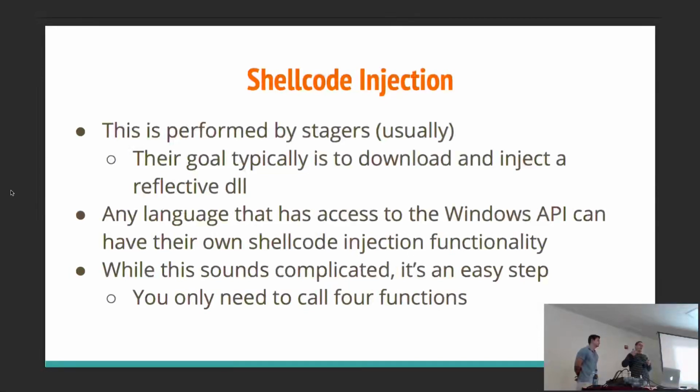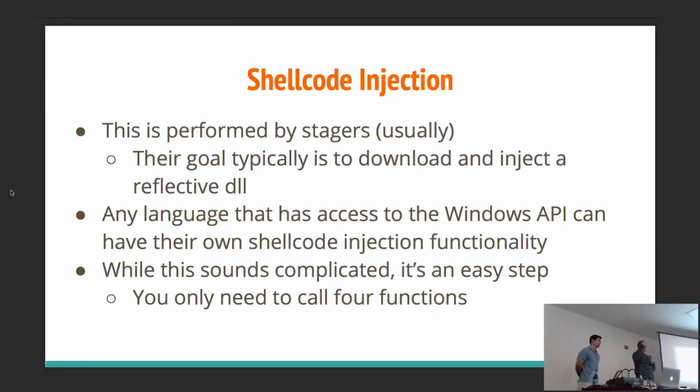The cool thing about stagers is that any language that has access to lower-level functions like the Windows API, you can write a stager in. The typical standard ones are probably C, C++, C#. However, Veil also uses Python, Ruby, PowerShell, Perl, pretty much any language that allows you to make those same function calls you can use to create your own custom stager.